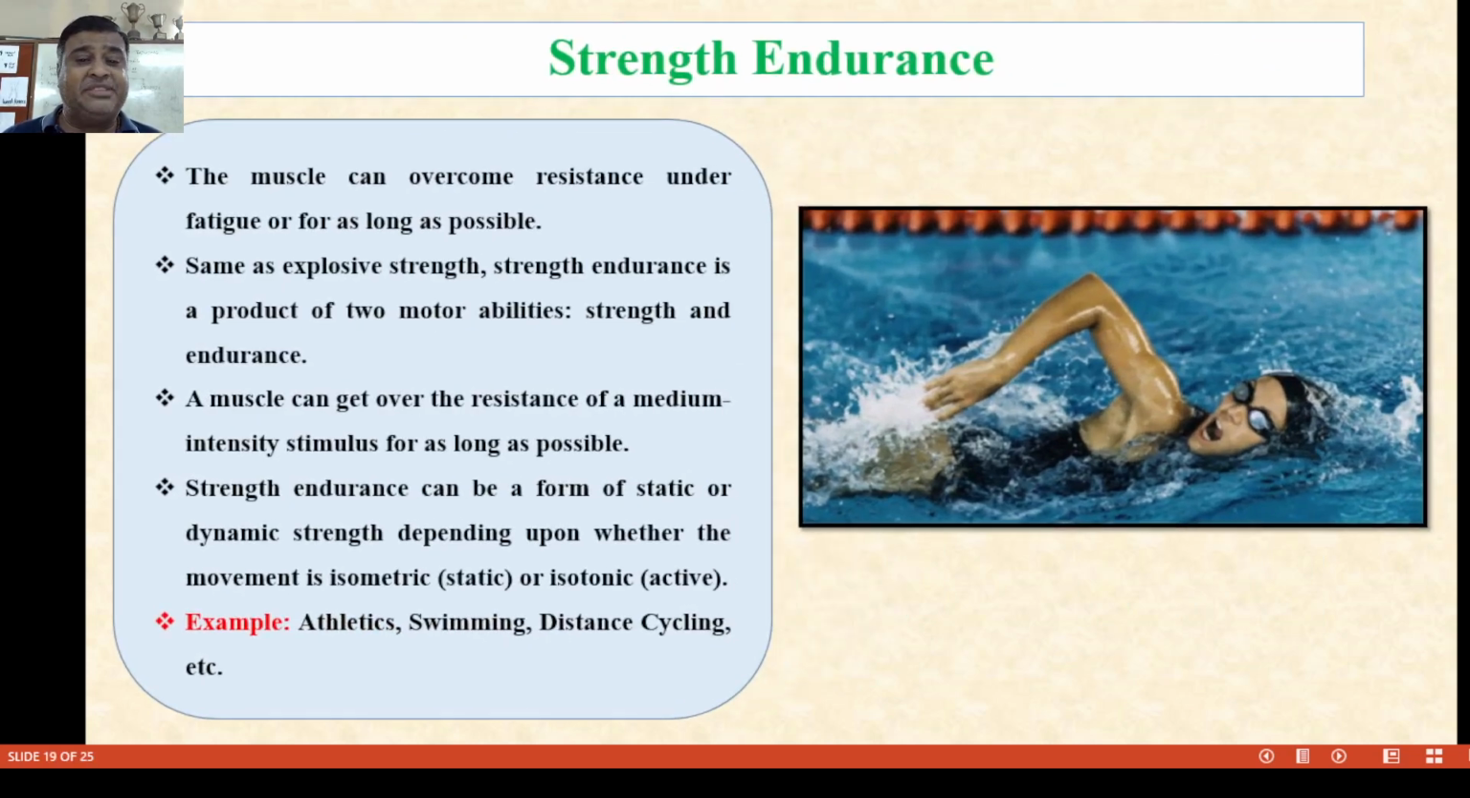And the last type of dynamic strength is strength endurance. Strength endurance is to overcome resistance under fatigue or for as long as possible. Strength endurance is a product of two motor abilities, strength and endurance. Muscles overcome resistance at a medium intensity stimulus for as long as possible. Strength endurance can be a form of static or dynamic strength depending upon whether the movement is isometric, that is static, or isotonic, that is active. Examples are long-distance running, swimming, distance cycling, etc.